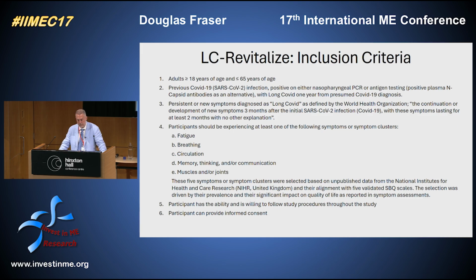These 5 symptom clusters were selected based on unpublished data from the National Institute for Health and Care Research in the UK. And they had a good alignment with the 5 validated SBQ scores. The selection was driven by their prevalence, and this was in a second validation cohort that was very random, coming to their primary caregivers. So it had to be prevalent, and it had to have impact on their quality of life. That's how we came up with those 5 clusters.